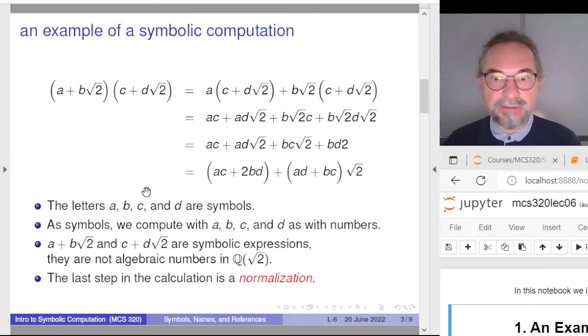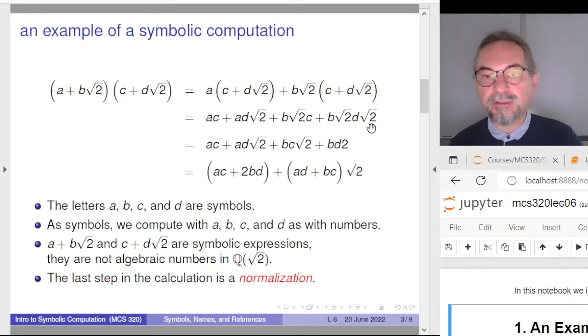So assume that this is on paper. We apply the distributivity law and we simplify. We group and we simplify. You see that if we have the square root of 2 times the square root of 2, then this simplifies to 2. And we can regroup.